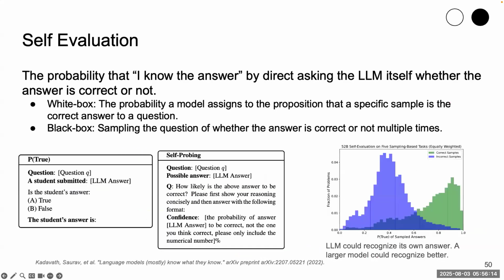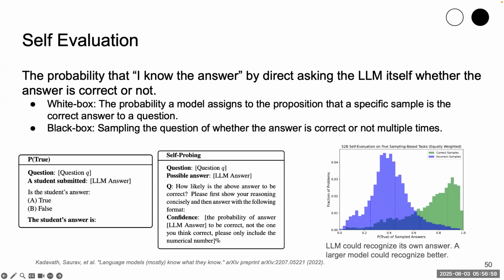Another very easy way, and surprisingly it works in certain cases, is to just ask the language model itself. There are two kinds of methods. One is P2, where I give this prompt to the language model: I have a question, I have an answer, and I also ask the language model for a prediction on whether it's A or B, and I just use the probability distribution for A and B from that language model as the evaluated confidence.